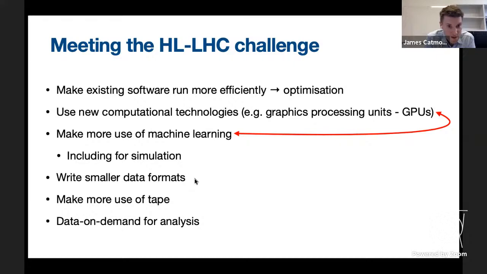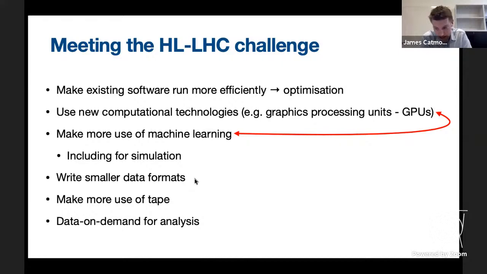We could also write smaller data formats, so try to write slightly less data, or we could make more use of tape. I said earlier on that tape is the cheapest form of storage, and if we can make more use of this, then this will enable us to store more data for the same amount of investment. And then there are ideas to do more on-demand data analysis. So you wouldn't have to go through all the steps that I showed you earlier on that the physicist needs to go through to run their analysis jobs; you would be able to get the data in an on-demand way, probably using these much smaller data formats.